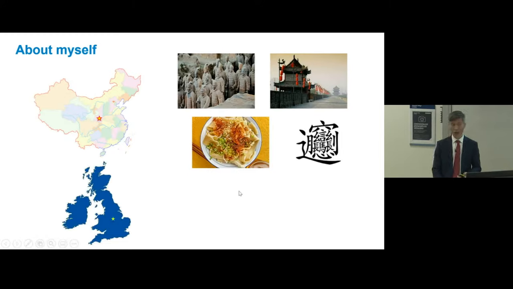Also, Xi'an is the city where I met my wife, Li, who is sitting there, and with my two boys. I moved to Leicester in 99, and then a few years after that to Oxford, that's where Jack was born. And then in 2006, I moved to London, to Imperial College, that's where Leo was born.